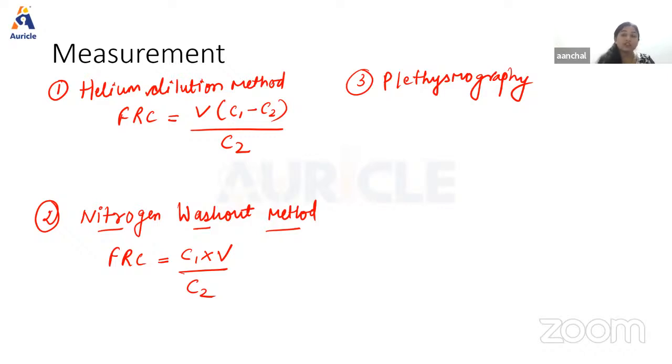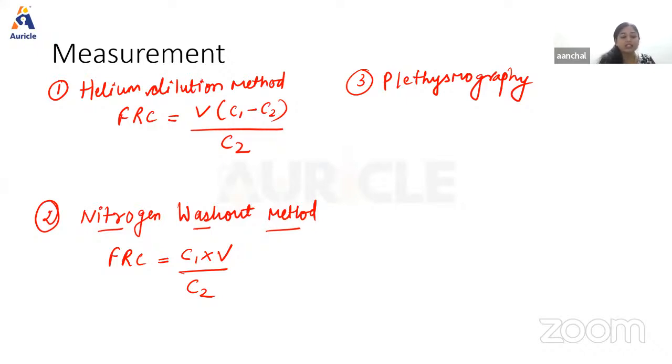This plethysmography is based on the principle of Boyle's law of gas. We already know what Boyle's law is. It states that the volume of a sample of gas is inversely proportional to the pressure of the gas at constant temperature. In this condition, the subject sits in an airtight chamber of the whole body plethysmograph and breathes normally through a mouthpiece connected to a flow transducer known as a pneumotachograph.